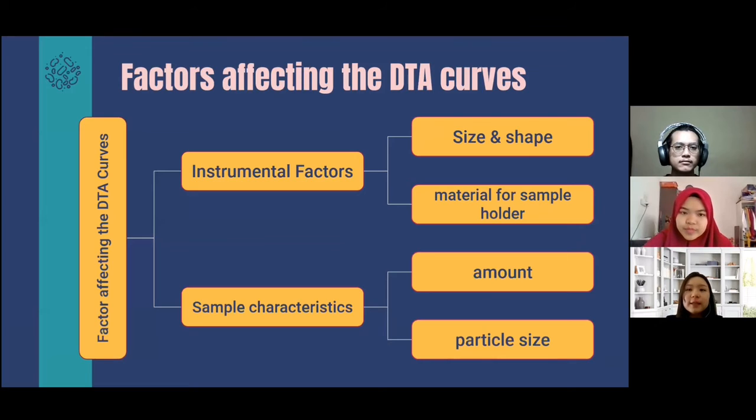Next are the factors affecting the DTA curve. There are 2 factors that affect the DTA curve, which are the instrumental factors and the sample characteristics. The instrumental factors are the size and shape of the sample and furnace holder, and the material from which the sample holder is made and its corrosive attack. The sample characteristics are the amount of the sample and the particle size of the sample.